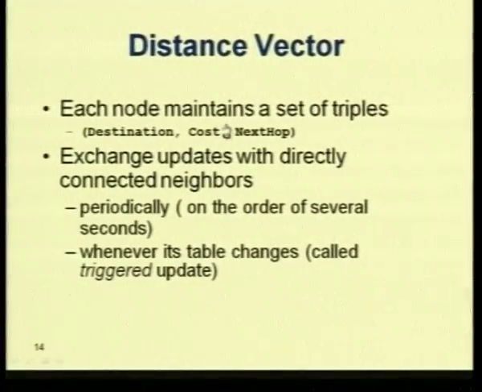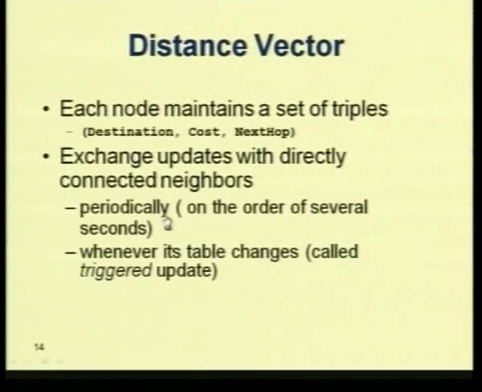Let us look at distance vector routing in detail. So what happens in distance vector routing is, each node will maintain a set of triples, that is, destination, cost and next hop. The destination to which it is supposed to go, what is the cost to that destination, and through which next hop or through which next neighbor that particular packet will have to be sent. This information is maintained as a set of triples. Now what we do is, you exchange updates with directly connected neighbors periodically, and this periodicity could be of the order of several seconds or whenever there is a change in the table.